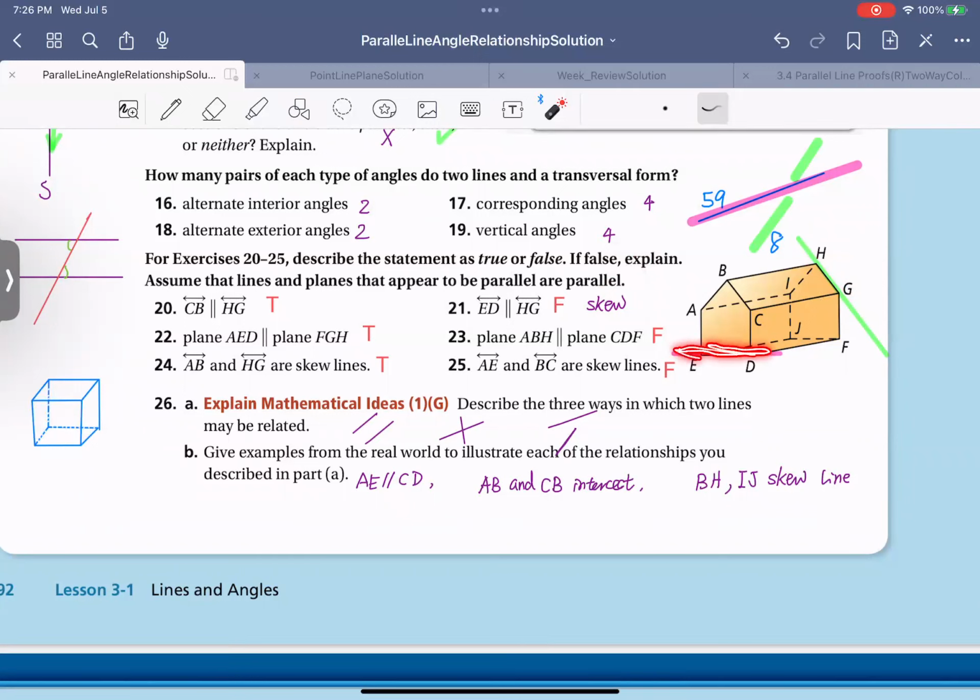This guy is on the front plane. This guy is on the back plane. These are totally on different planes. They are not going to cross and they are not parallel either. This guy is a typical skew line. Okay, so you need to answer those questions correctly.